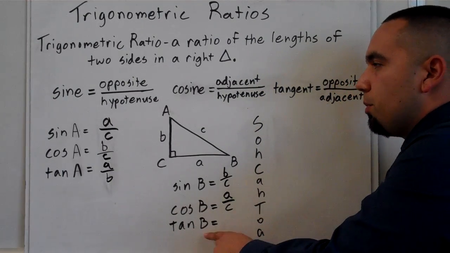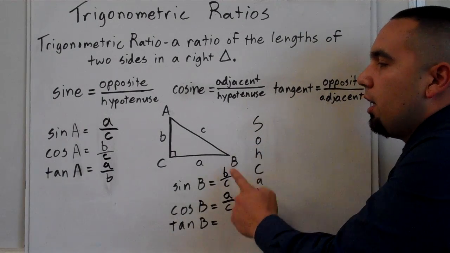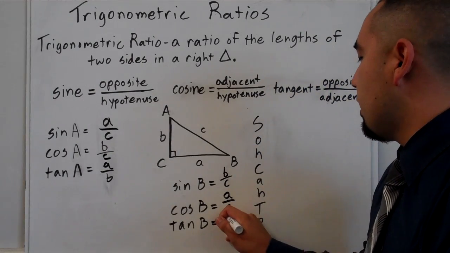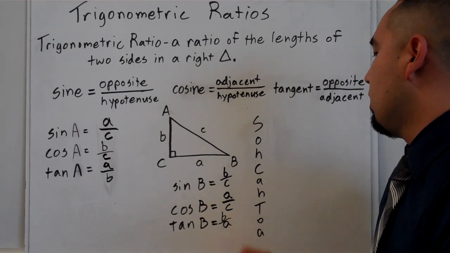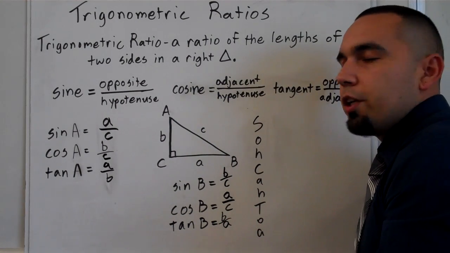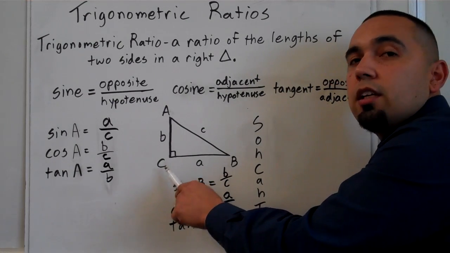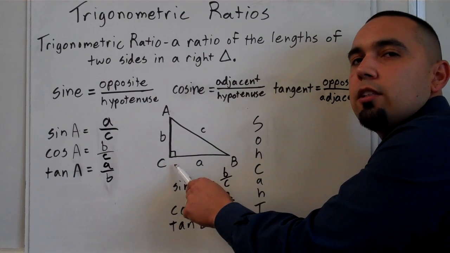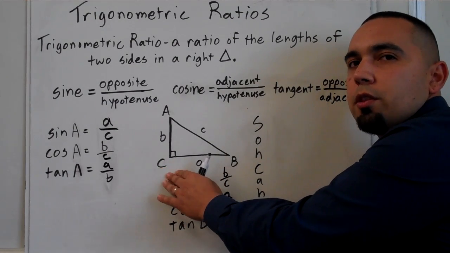And then we have the tangent of B. Tangent is opposite over adjacent. So again, I'm here at B. Opposite is lowercase b. Adjacent is a. So again, it all deals with where you're at. Notice that I don't have the sine, cosine, or tangent of C because C is the right angle, and you'll never use your trigonometric ratios with the right angle.